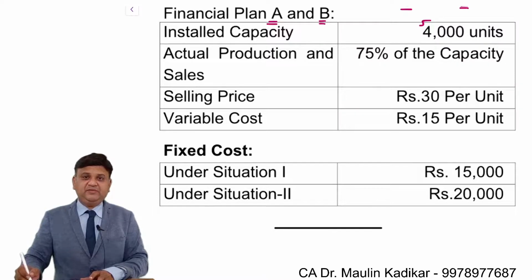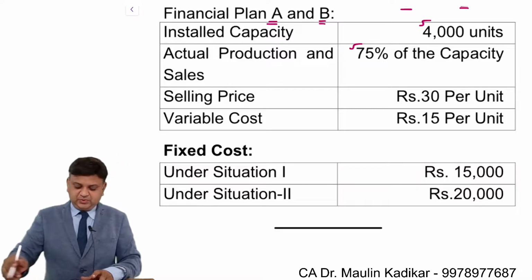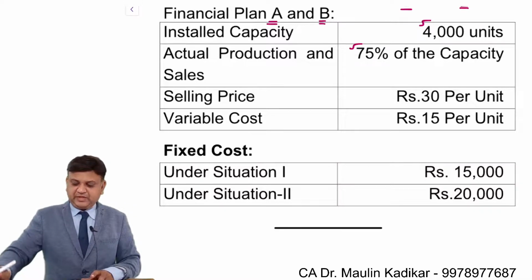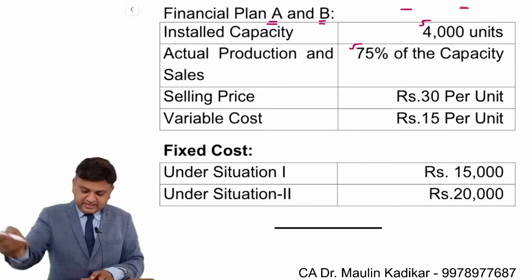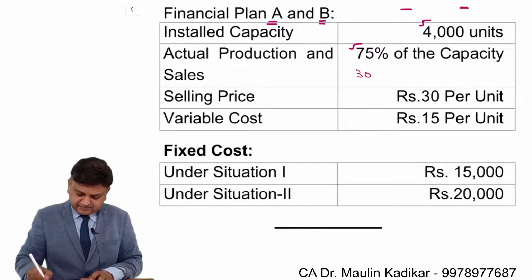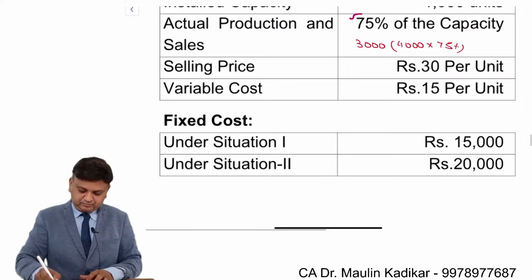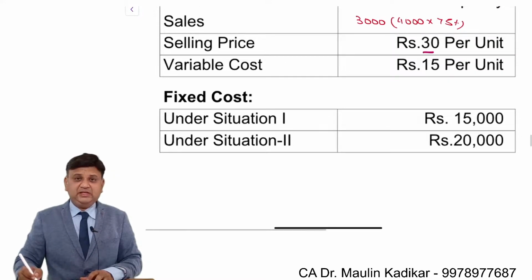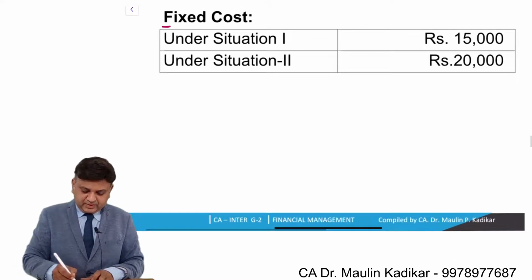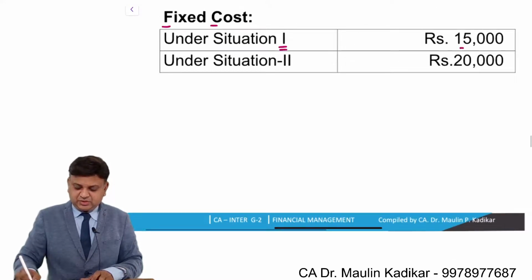Installed capacity is given as 4,000 units. Actual production and sales will be 75% of the capacity. So 4,000 into 75% comes to 3,000 units. Selling price is 30, variable cost is 15. Fixed cost is given under first situation and under second situation.